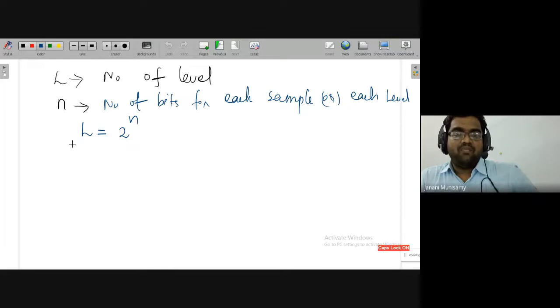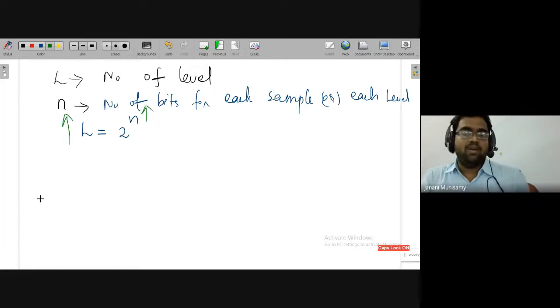Again, what will happen if you increase here itself? It is very evident. Suppose if you are trying to increase L, definitely n will increase. Or if you try to increase n, L will increase.